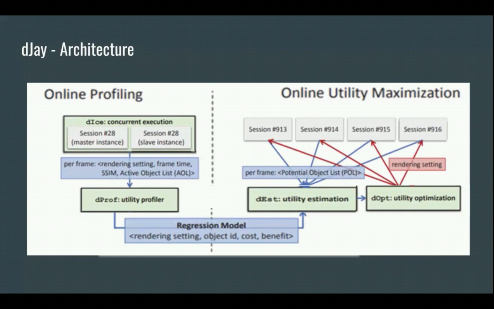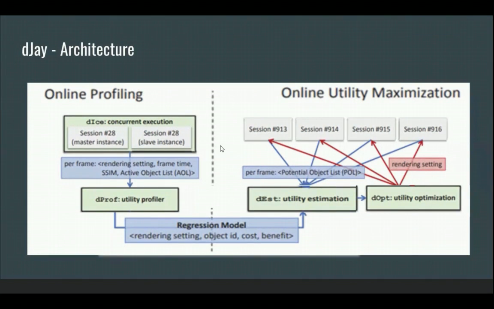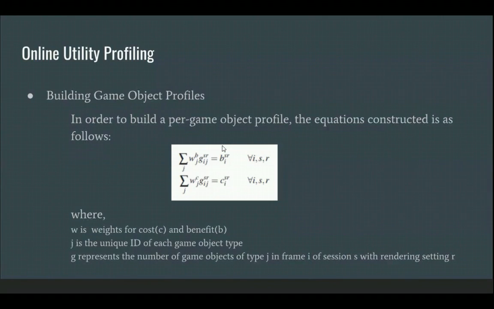So DEST is going to be using POL, which is potential objects list, to estimate the values of future frames. And DOPT is going to be calculating the rendering setting that can be propagated to the different sessions inside the server. Now, we are going to be talking about each of these functions in detail.